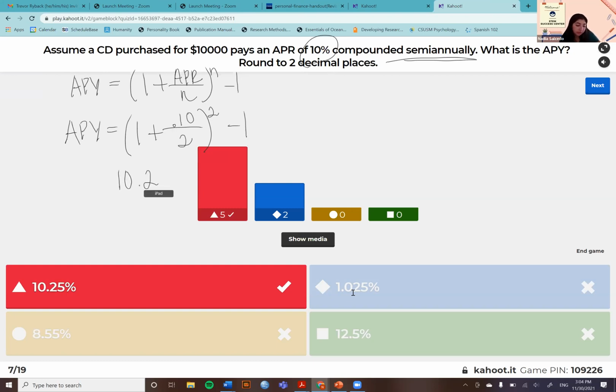10.25%. And when you're rounding from a decimal to a percent, you always want to go 2 places to the right. A trick for me is that the APR and APY are going to be quite similar as far as the percentages. The APR was 10% and the APY is going to be a little bit bigger than that. So 10.25%, but they're around the 10 range. That's a good way to check your answer when you're going through these.